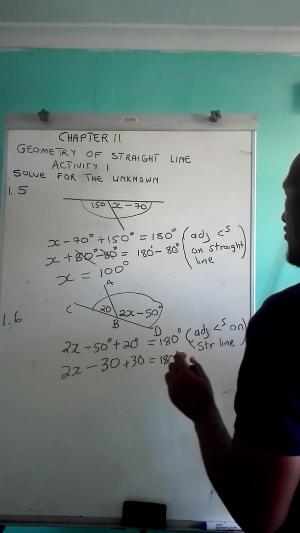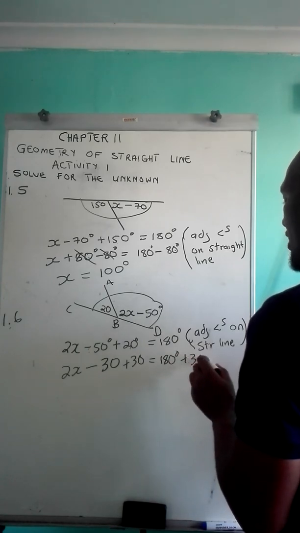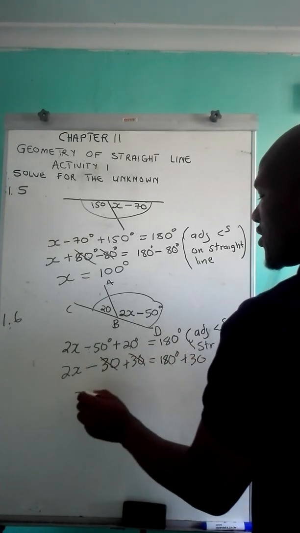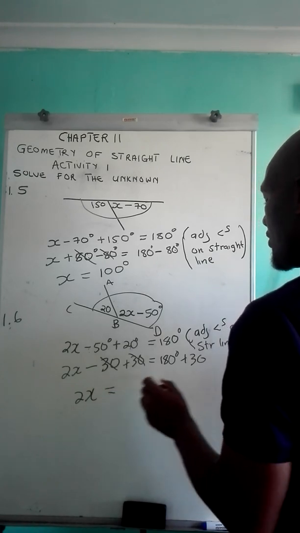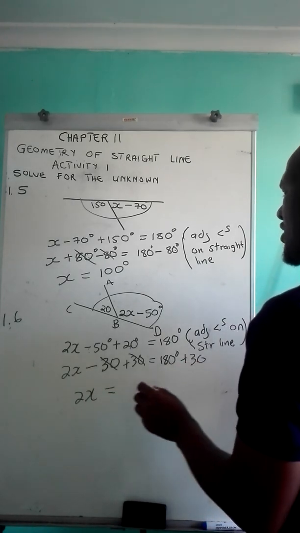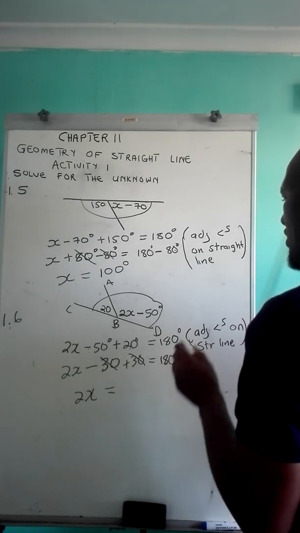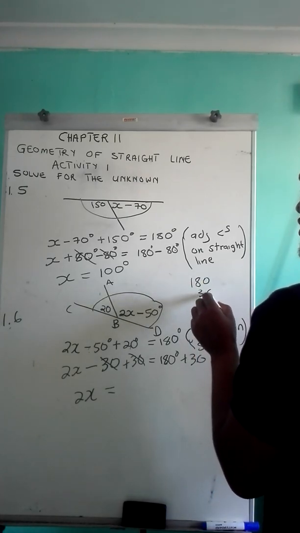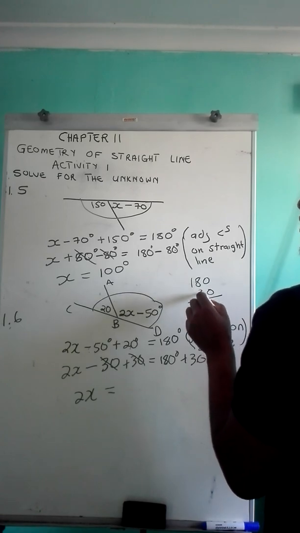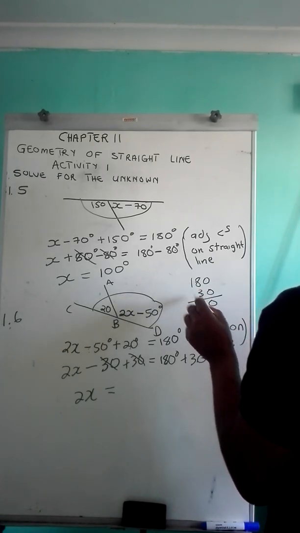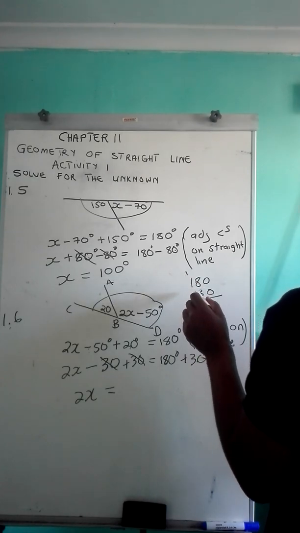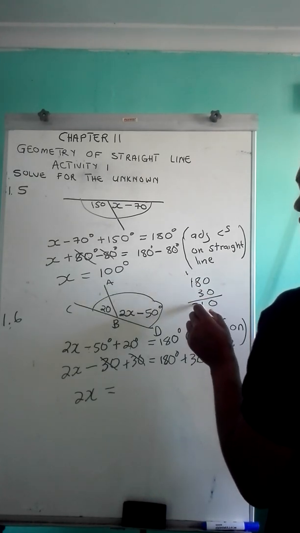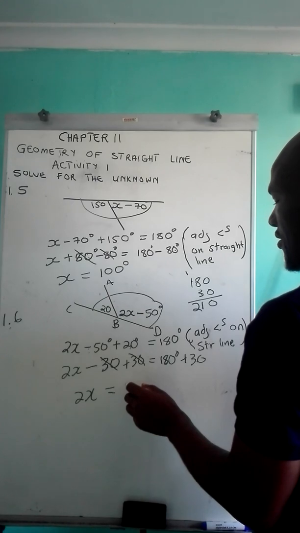What you do on the left hand side, you also do on the right hand side. This is 2x equals, what is 180 plus 30? 180 plus 30: 0, then 3 plus 8 is 11, carry 1. 1 plus 1 is 2. So it's 2 there.